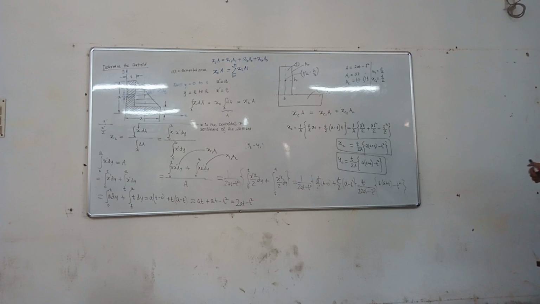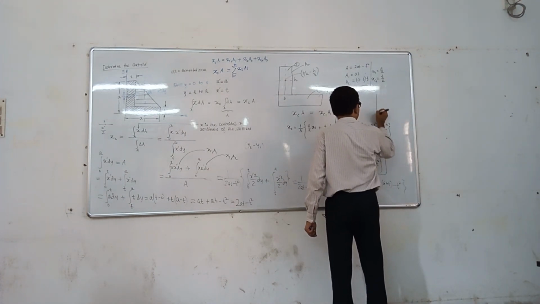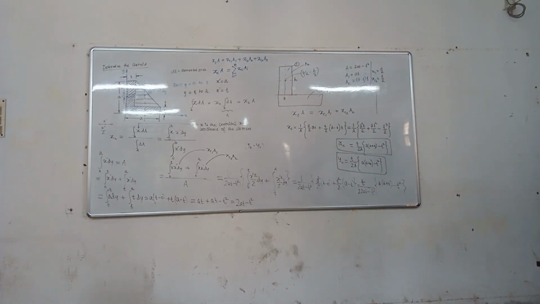Symmetrical I section. If you have, say, an I, I will put it here. You will have three rectangles.